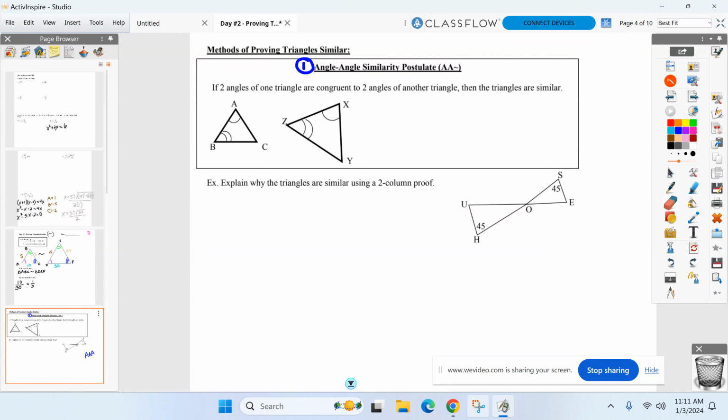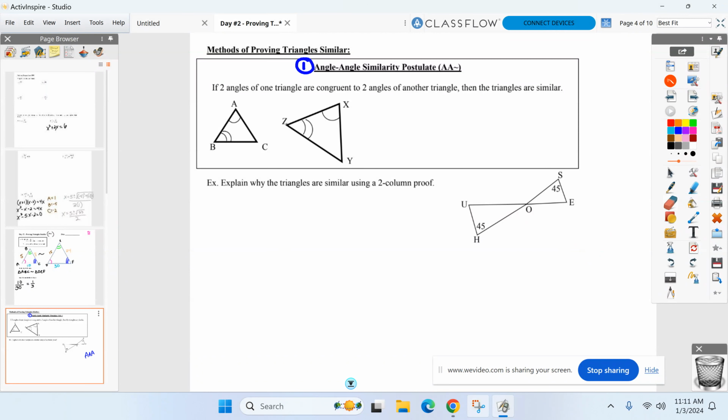It's overkill. You know the third pair already if the first two are. Also, I don't care if you write the tilde or not. That doesn't bother me. All right, you can write AA without it. But yes, if you find two pairs of angles congruent, the triangles are similar. Okay, triangles are similar if you find two pairs of angles that are congruent.